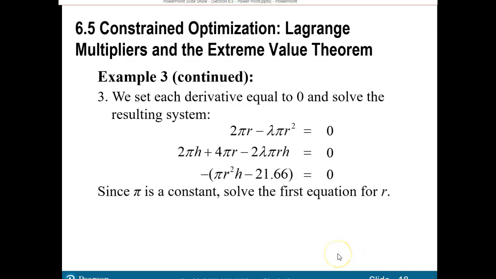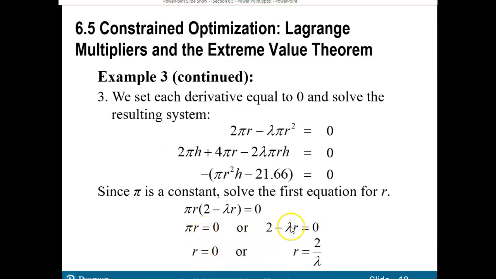All right, so since pi is a constant, let's solve this first equation for r. Here we could factor out pi r, leaving 2 minus lambda r. That gives me pi r equals 0 or 2 minus lambda r equals 0, which results in r could be 0 or r can be 2 over lambda. However, r equals 0 doesn't make any sense. If r is 0, the radius of the can, then the can does not even exist. So we can eliminate that option.